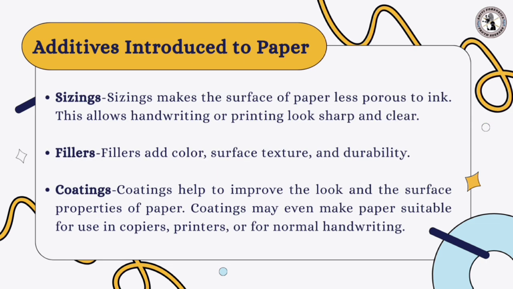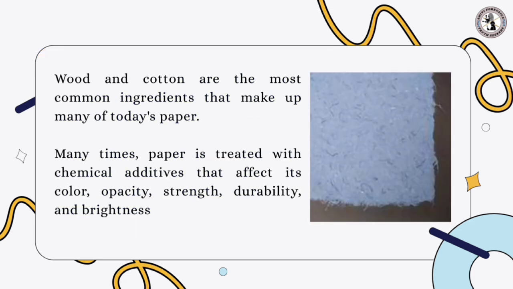Then the additives which are introduced to paper, such as fillers, coatings, finishes. So basically what are they? Fillers are colors or textures which are added for durability. They make the surface of the paper less porous to ink so that we can write smoothly. And coatings help to improve the look as well as the surface property of the paper.